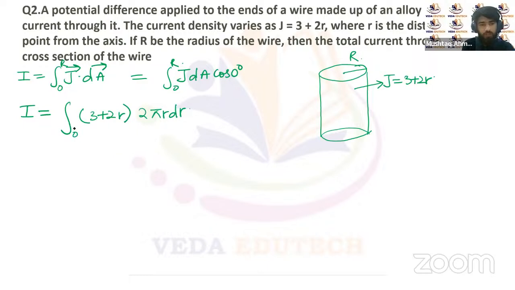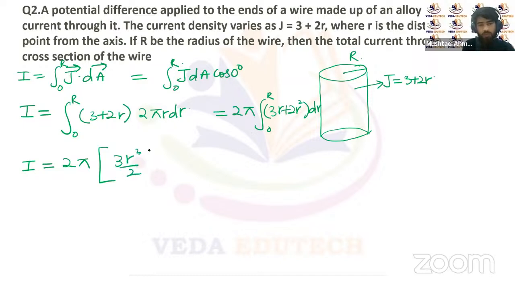So now integrating it with the limit 0 to R, taking 2 pi outside as a constant, it will be the integral of 3r plus 2r square dr, with the limits 0 to R. So the total current here will be 2 pi times the integration of 3r, which is 3r square upon 2, with the limits 0 to capital R, and the integration of 2r square will be 2r cube upon 3, with the limits 0 to R. This will be the total current.